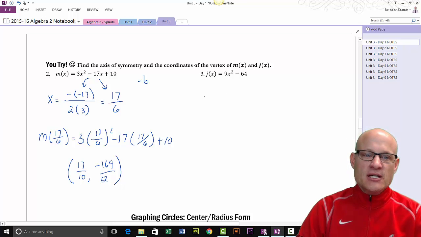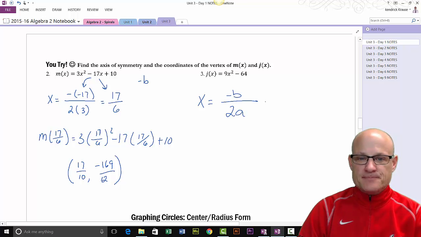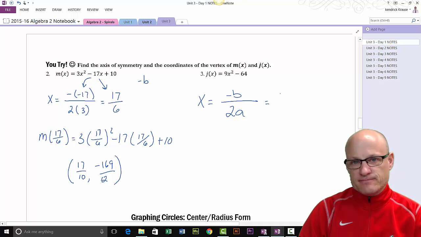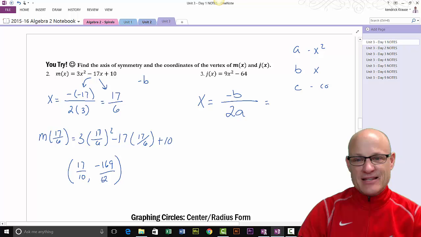Let's go to here. X equals negative b over 2a. Now, there's a reason I wrote it this time. Do you see the b? Remember, a is the x squared term, b is the x term, and c is the constant. In this particular case, there is no x term. It's missing. So my b value is 0.